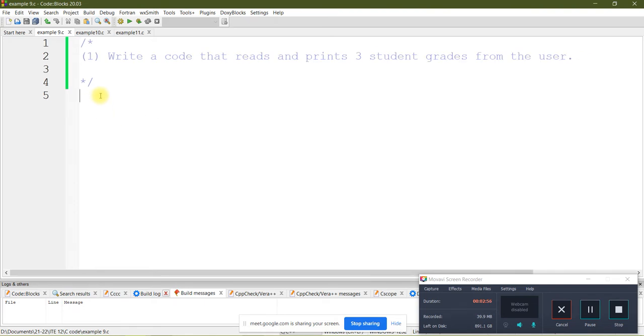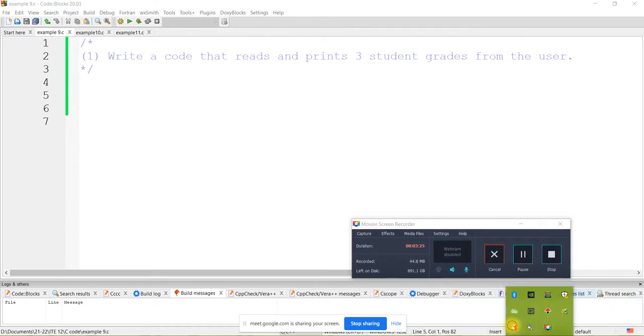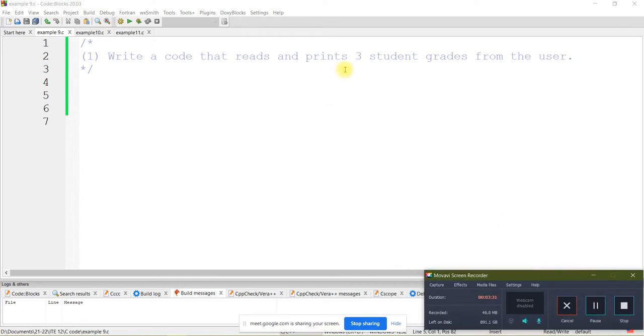So, here is the first problem in our assignment. Okay. Right. So, it says here that we are given a task to write a code that reads and prints 3 student grades from the user. So basically, what we will be doing is ask for input from the user, then we print it. So specifically, three inputs and then basically three outputs.